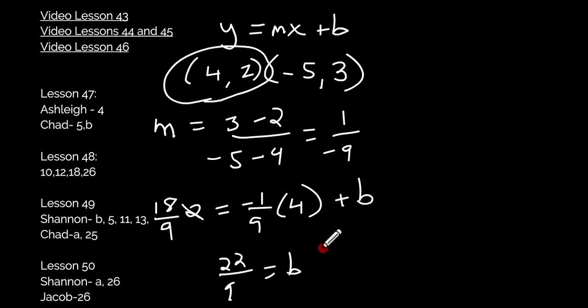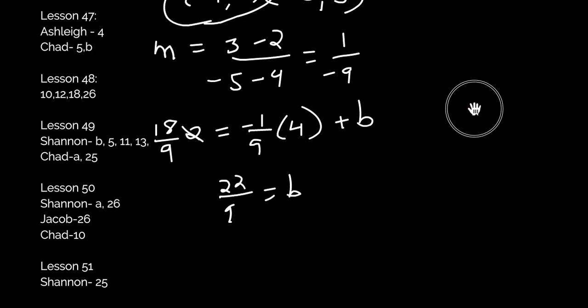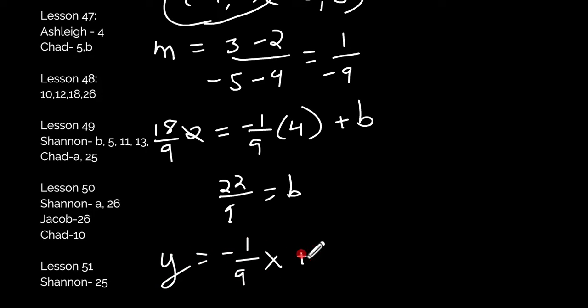And we write it into the form y equals mx plus b. You get your m by using the slope formula. You get your b by putting the point in with the slope. And so we write our equation: y equals negative 1/9 x plus 22 over 9. If I did all that right. So yeah, okay. So that is it for lesson 49. Let's go to lesson 50.